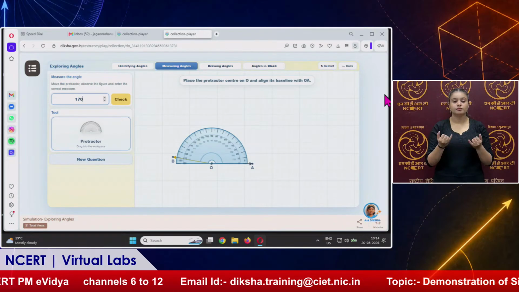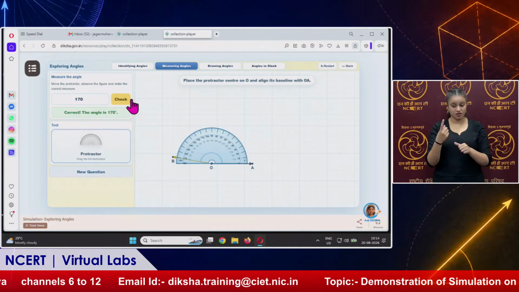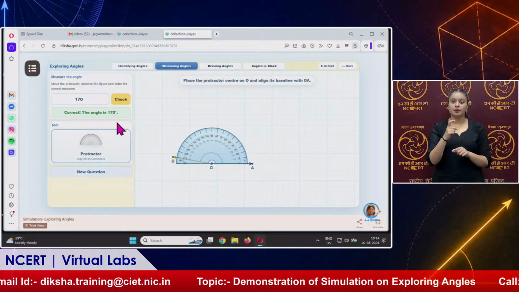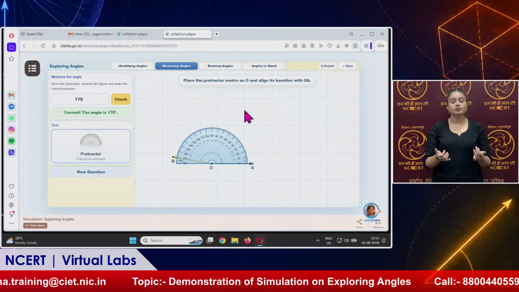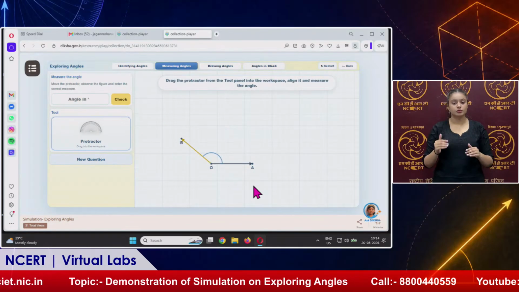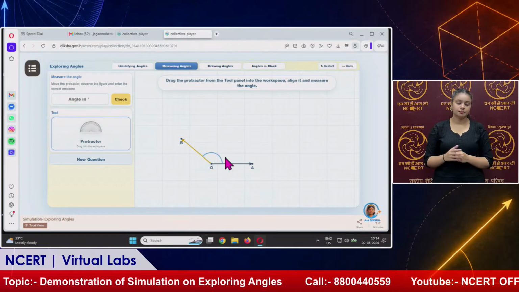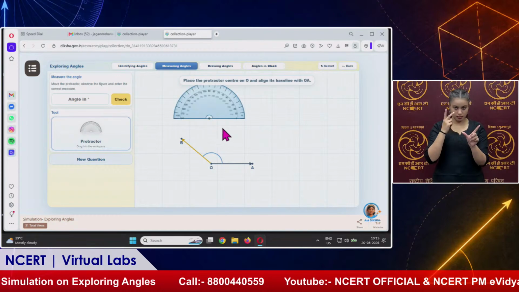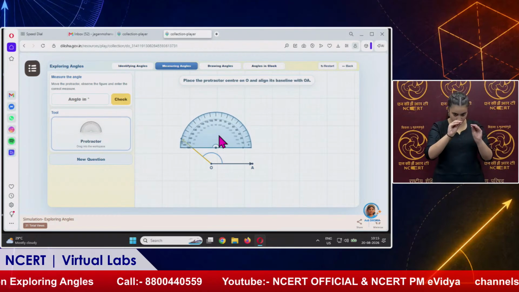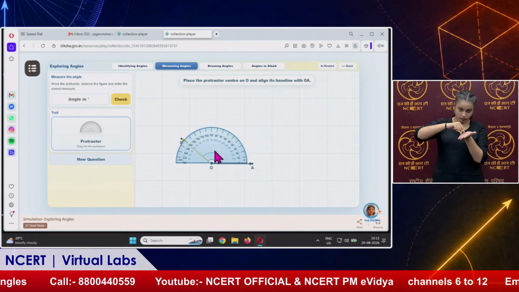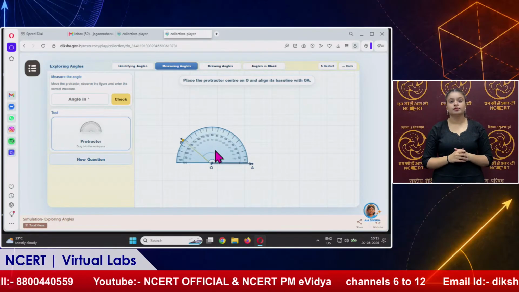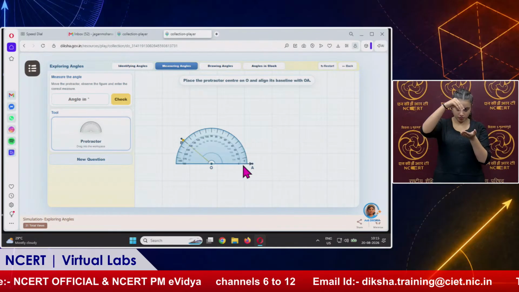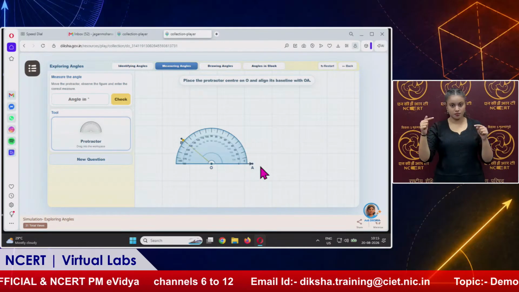Now, we will check whether our answer is right or not. Correct, the angle is 170 degrees. In this case we can also go with one more type of question. We will drag the protractor here, and we will make the center of the protractor coincide exactly with the vertex. Now, the baseline is also exactly on the arm OA.